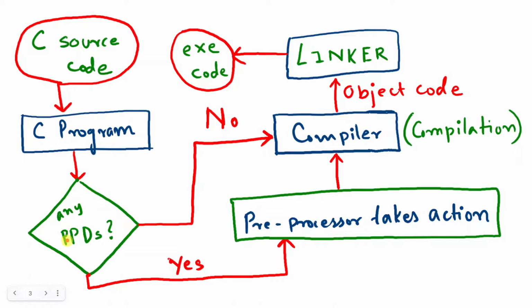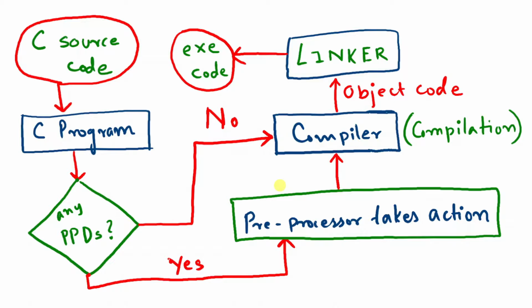The first thing that is checked is whether any preprocessor directive, or in short form PPDs, are present or not. We will see how to give PPDs in our program. Don't worry about that. For now, just assume that there is something called PPDs. We will see the detailed structure of how to write the PPDs, how to use them. So coming back to the flowchart, if any PPD is found, then it goes to a program called preprocessor. The preprocessor executes whatever directive you have given, and then the control goes to the compiler. If your program did not have any PPDs, it directly goes to the compiler.